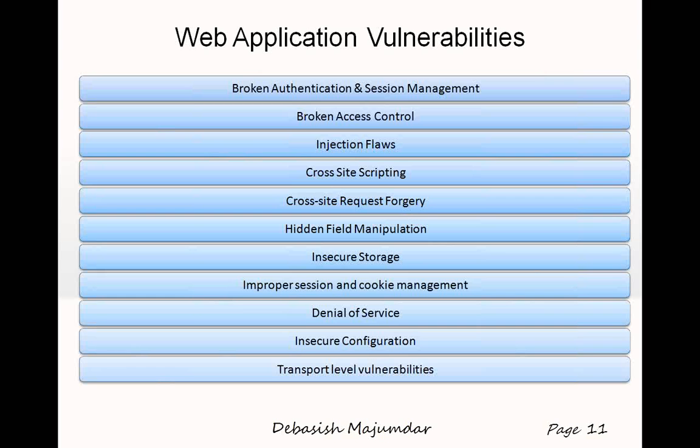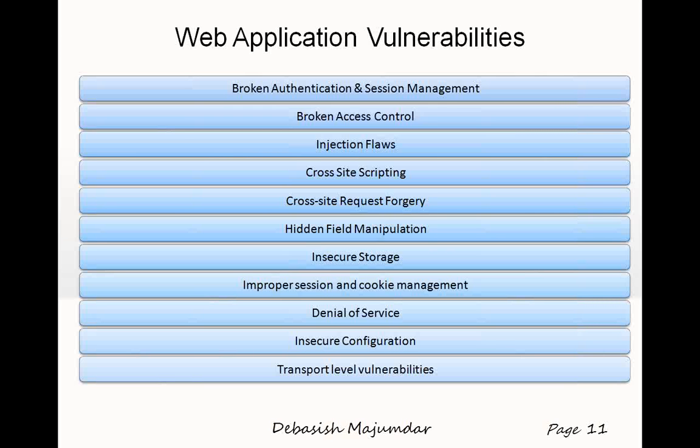Now let us see what the web application vulnerabilities are. One is broken authentication and session management. Next, we talk about broken access control. There are injection flaws, cross-site scripting, cross-site request forgery, hidden field manipulation, insecure storage like improper session and cookie management, denial of service, insecure configuration, and transport level vulnerabilities. These are typically the major web application vulnerabilities which need to be addressed.